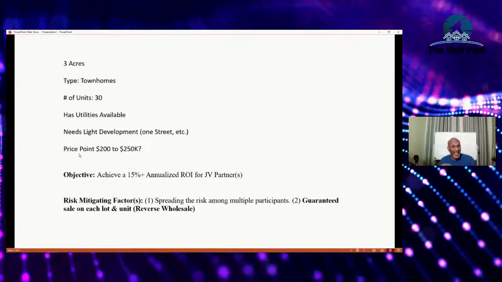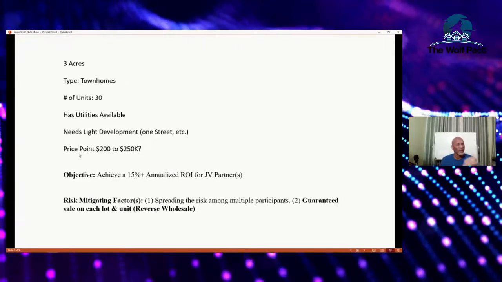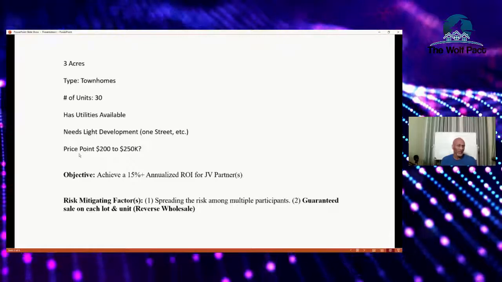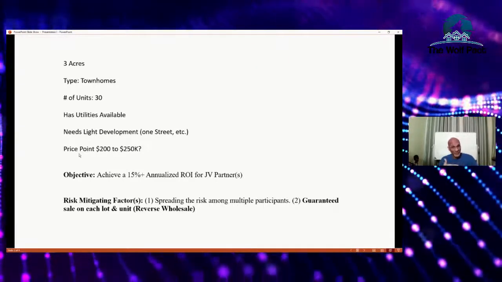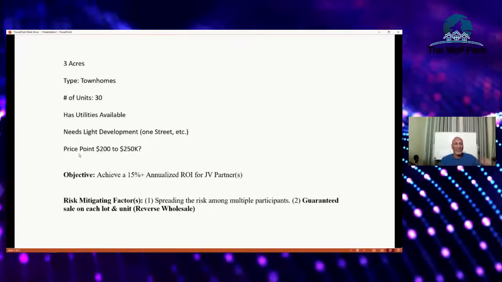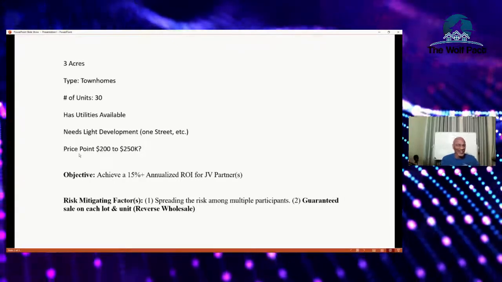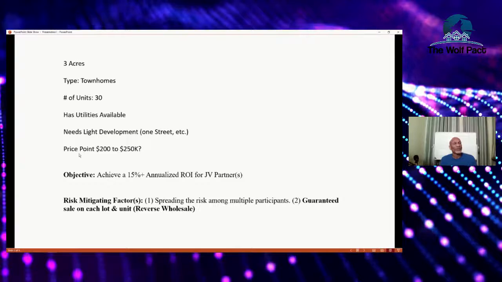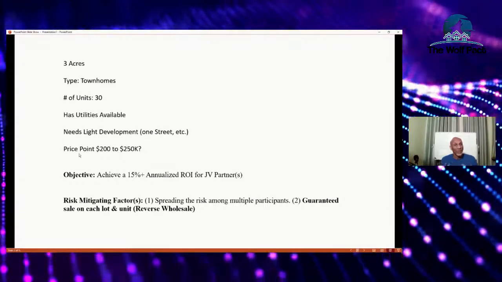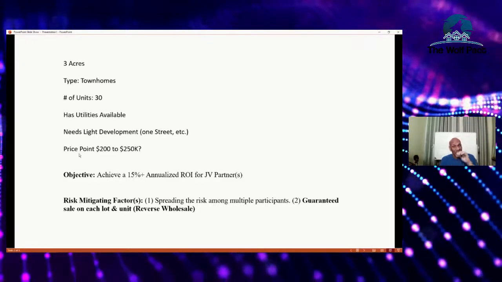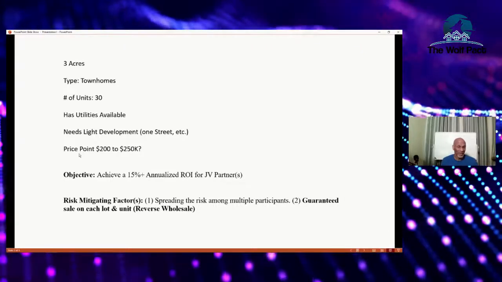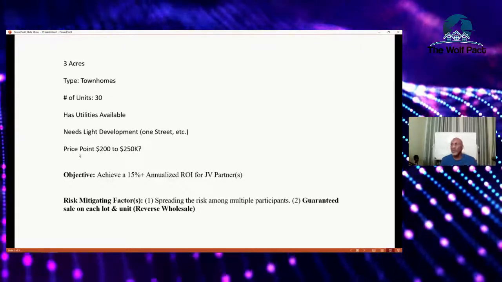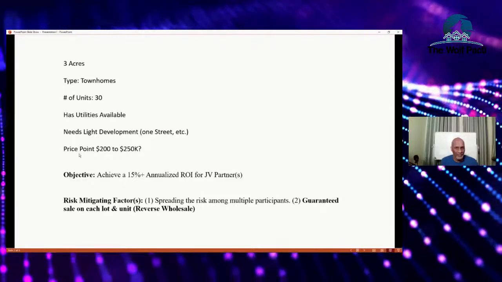So we know we've got every lot sold before we even write the contract. So that's what reverse wholesaling is. We sell it first, and then we buy it. So we sell it to the builder. In other words, the builder agrees to buy the lots up front before we even get on the contract. There's no other way. There's no better way to reduce the risk than that.